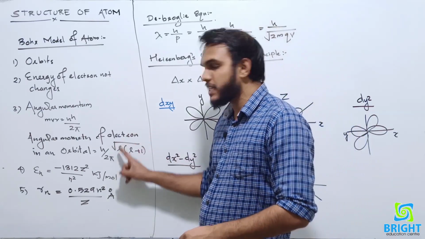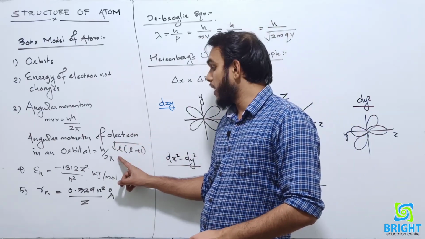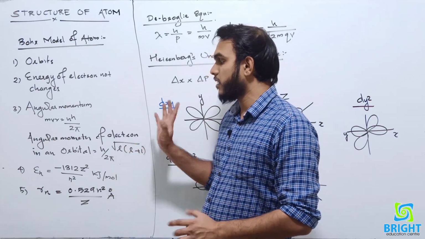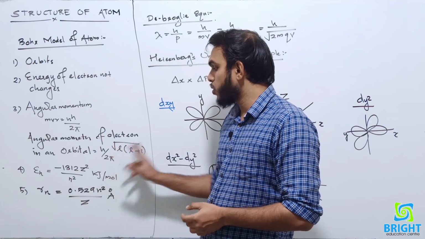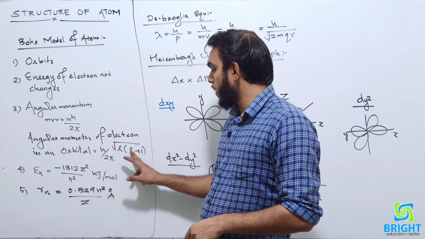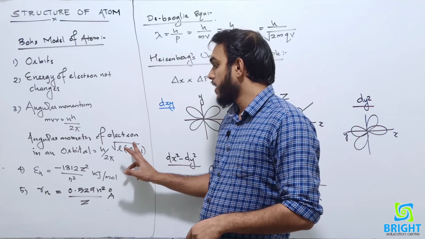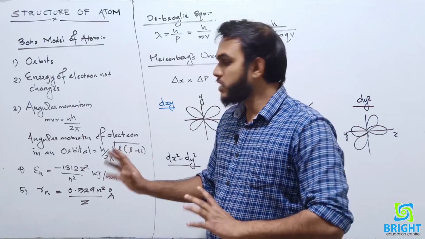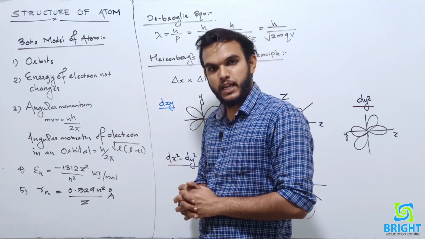For example, in the case of the s orbital, l is equal to 0, so the angular momentum will be equal to 0. For the p orbital, l is equal to 1, that is l into l plus 1, that is 2, so root 2 h divided by 2 pi will be the answer. You got it? This way you have to find the angular momentum of an electron.